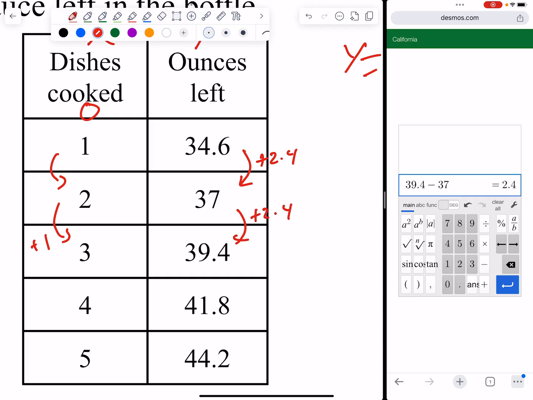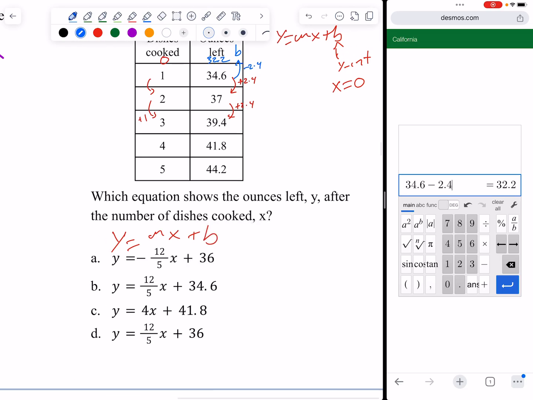So if I need to find my b, what is it when x is 0? I got to go backwards. So I'm going to have 34.6 and I'm going to subtract 2.4, and that gives me 32.2. Is that one of my options? No, it wasn't. That's what I'm saying. I screwed up.